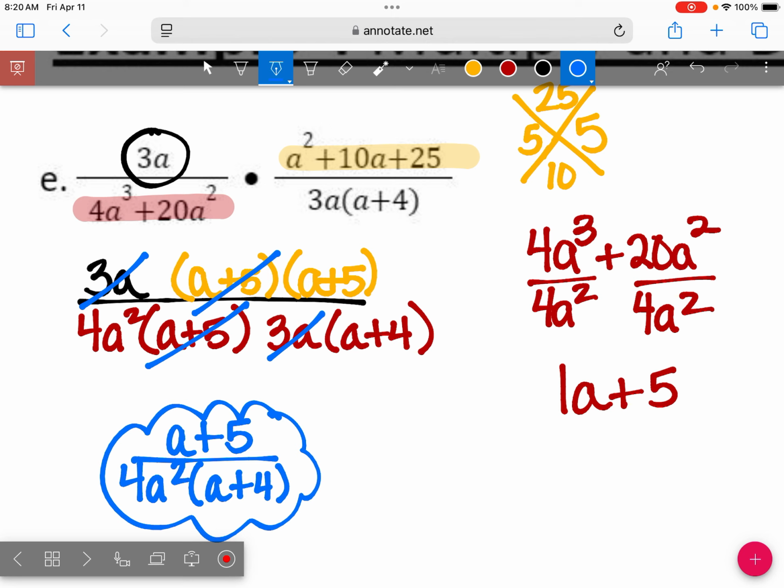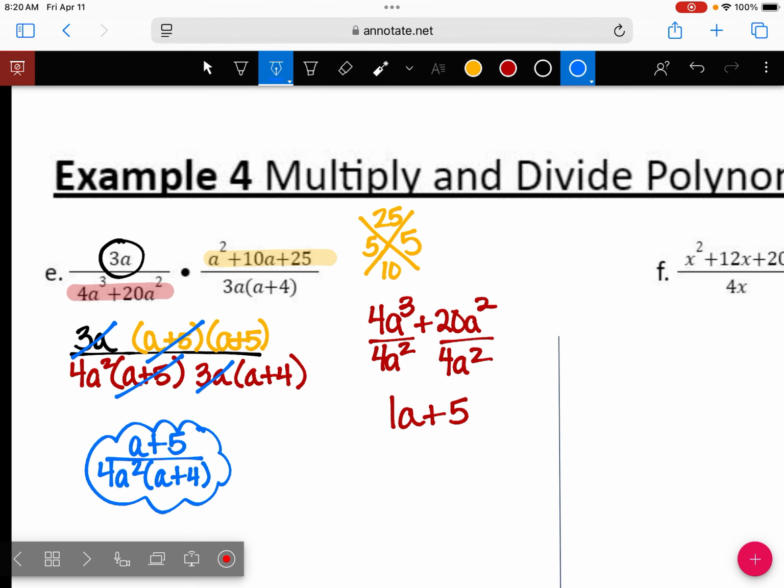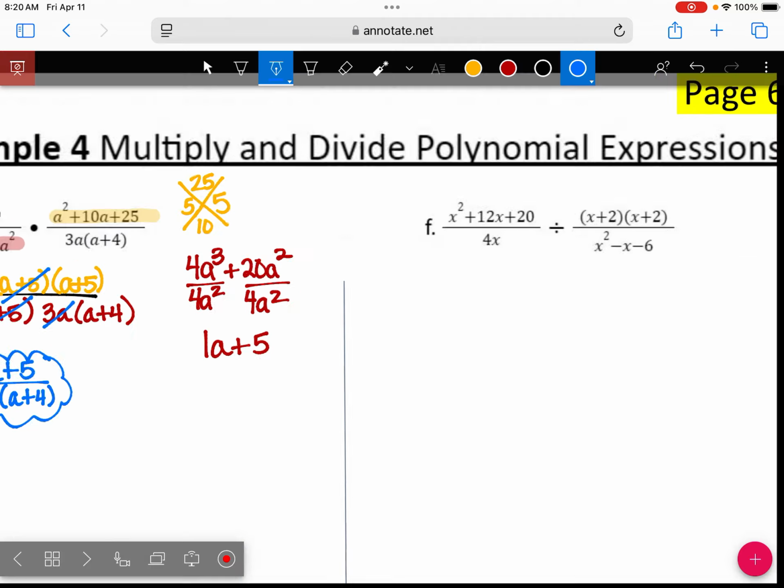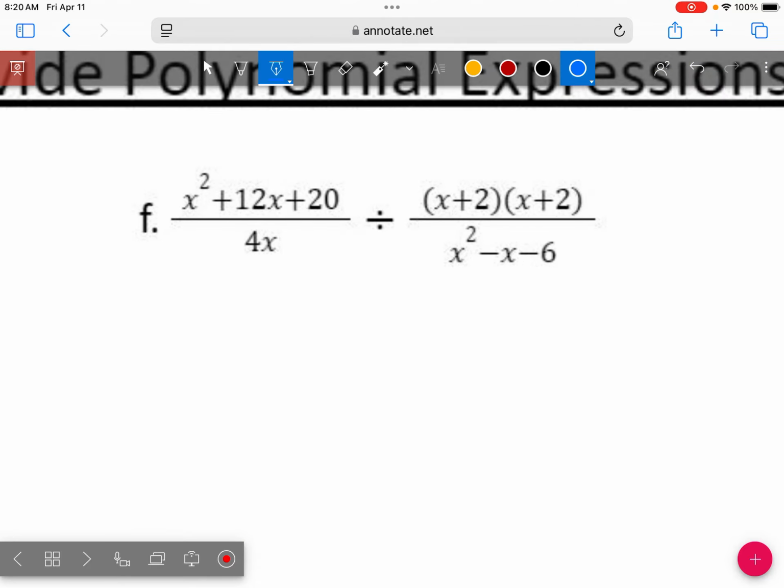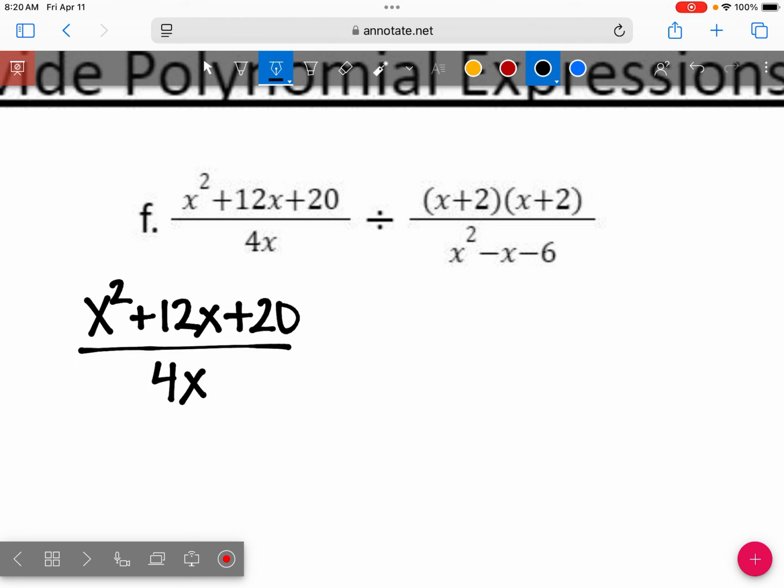Questions, comments, what you think? All right, let's look at question F. Do I need to flip question F, yes or no? Yes, that's division. So I'm going to start by rewriting it. So it's keep, change, flip. Keep the first fraction. Change division to multiplication. Flip the second fraction. Now it's a multiplication problem.